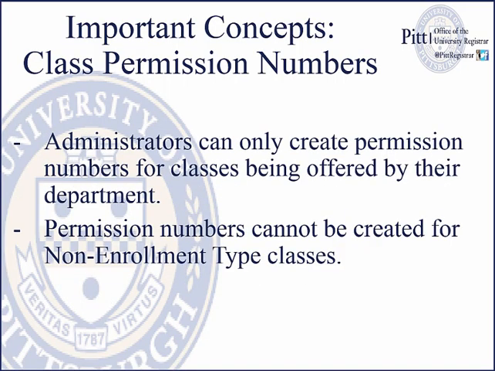Administrators can only create permission numbers for classes being offered by their department. In other words, an administrator working for the math department will not be able to create a permission number for a history class. You can view the department offering the class on the Maintain Schedule of Classes page, Academic Organization field in PeopleSoft. Permission numbers cannot be created for non-enrollment type classes. Examples of non-enrollment type classes include labs and recitations. Let's go check out the Class Permission Numbers page in PeopleSoft.